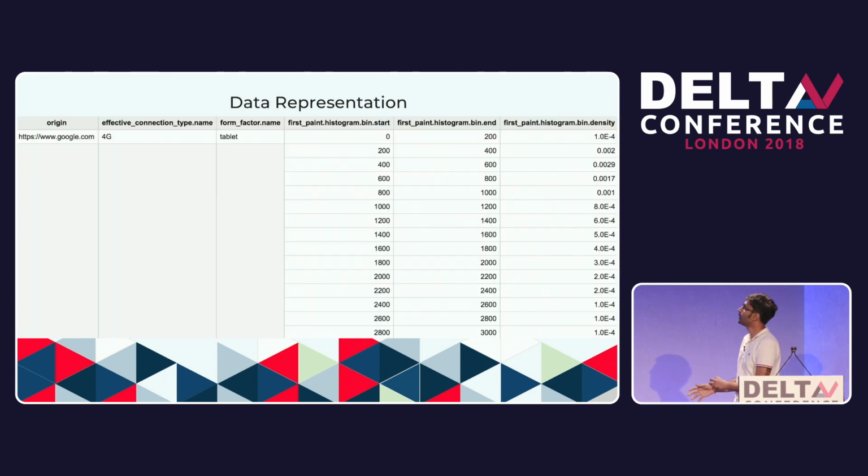So the BigQuery tables, this is one row in the BigQuery table. This is what it looks like. So here you can find out that, hey, for google.com on a 4G connection on a tablet, for first paint of 0 to 200 milliseconds, what is the fraction of users in that bucket? So you don't get raw data points like you do with HTTP Archive. You get the fraction of users within particular data points.